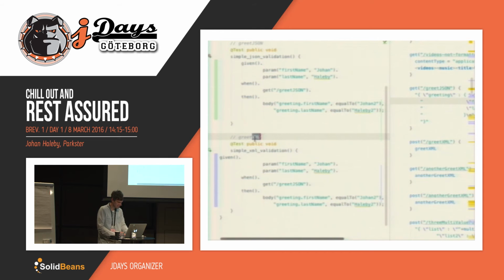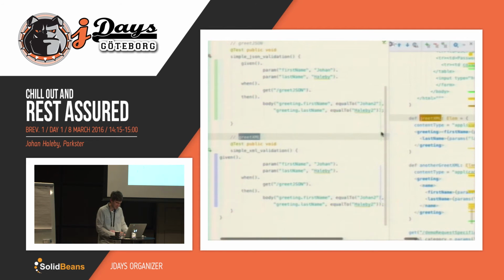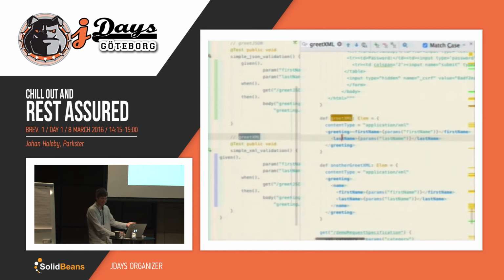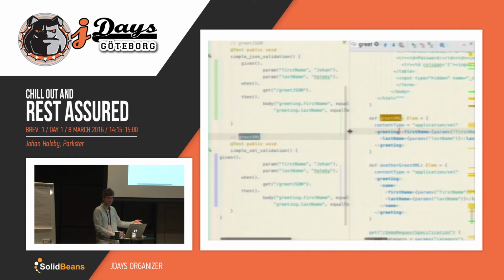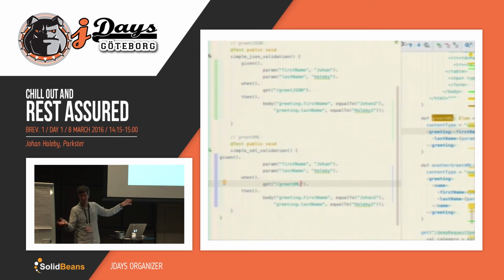Okay, so if I go to greet XML, you can see some nice XML here, greetings, and so on. It looks very similar to the JSON thing that we saw. So we should be able to just copy this and change this to XML. And we get another green bar. You can imagine how it will look. Really cool, really nice and simple. And you get the idea, right?